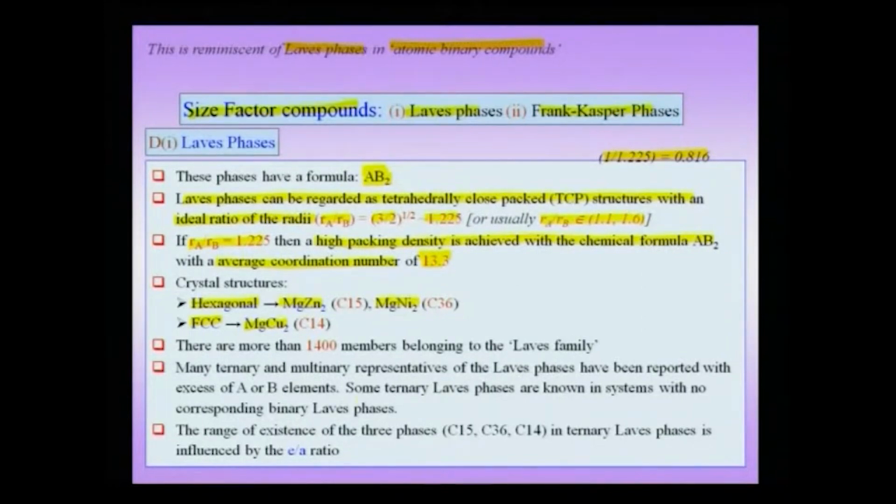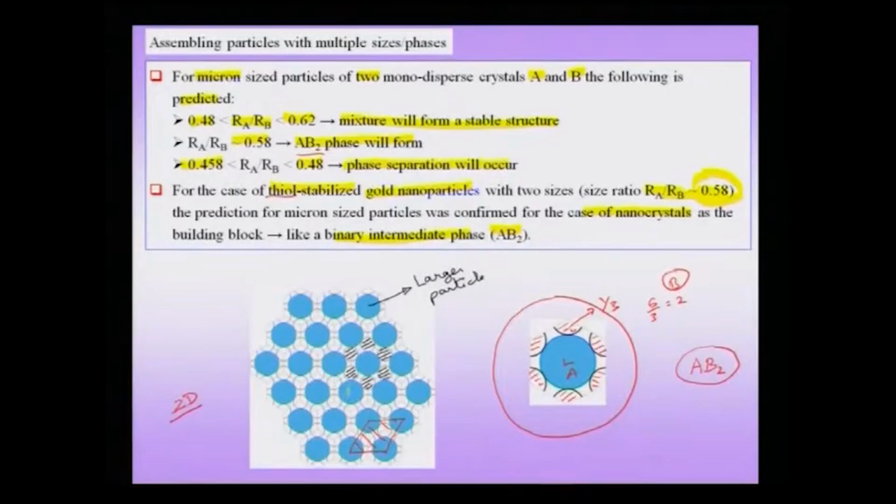There are more than 1400 members belonging to this Laves family. That means it is a very abundant and well known kind of structure, which can be thought of as an analog of the nanocrystal which we just saw, which forms an AB2 kind of phase. Of course, these Laves phases are 3-dimensional crystals, unlike the 2-dimensional crystal which was shown to be forming as AB2 with the size ratio giving 0.58.